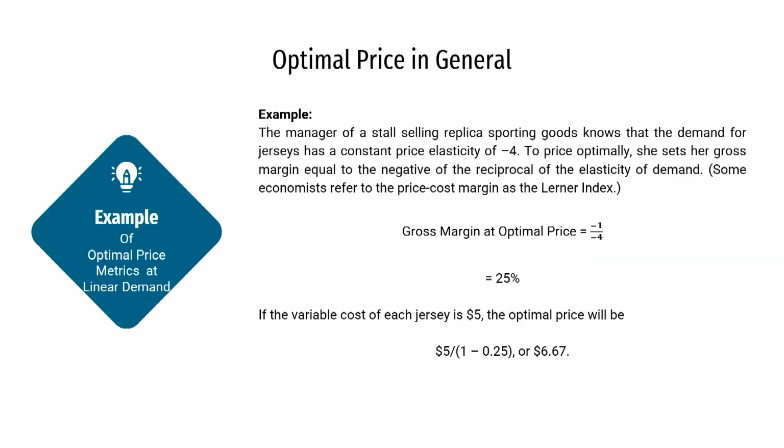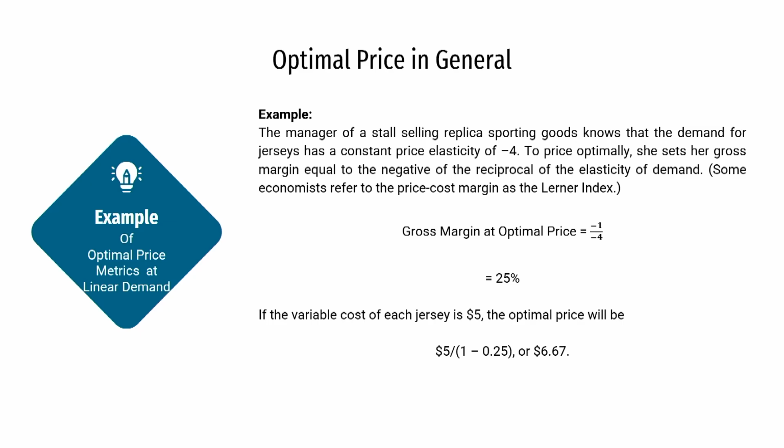So, let us look into this example. The manager of a stall selling replica sporting goods knows that the demand for jerseys has a constant price elasticity, which is -4. To price it optimally, she sets her gross margin equal to the negative of the reciprocal of the elasticity of demand, right. So, what will be the gross margin at optimal price? That is -1 divided by -4. So, it is 25%.